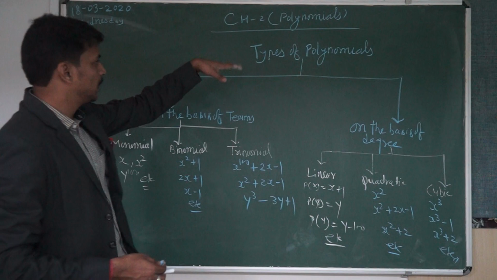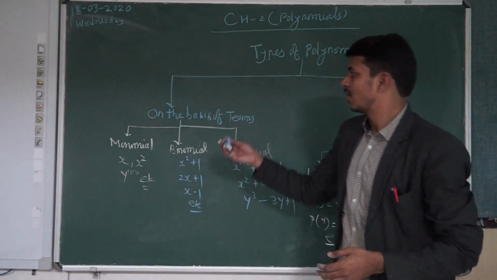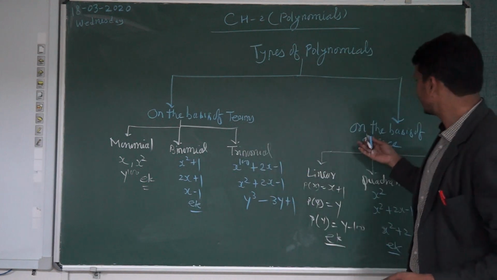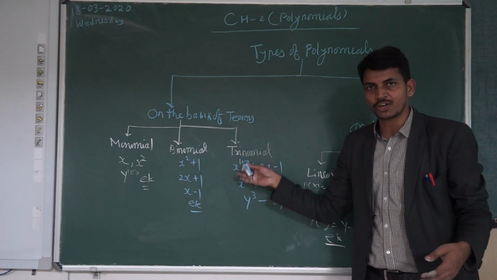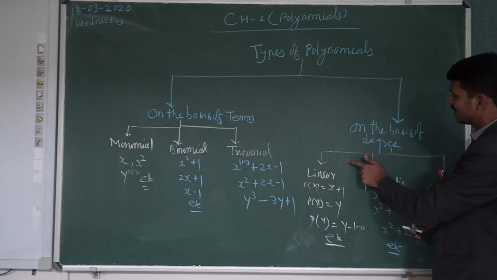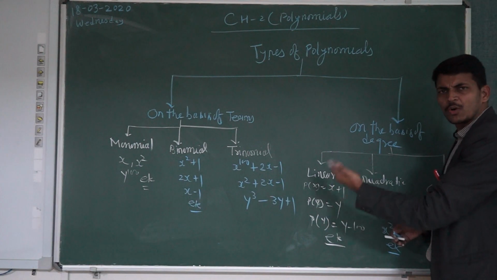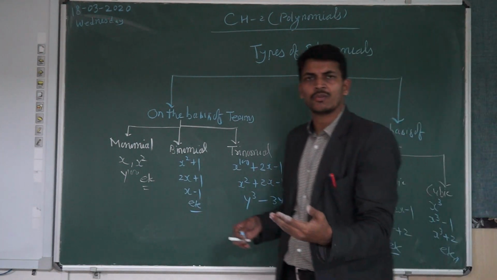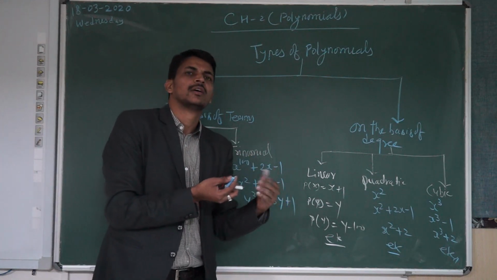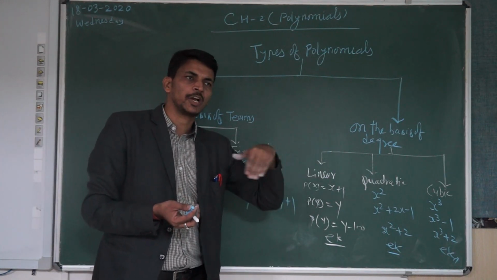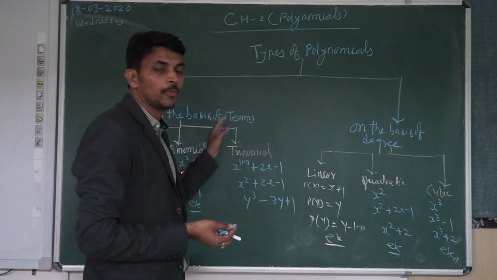So as I explained, the types of polynomial on the basis of terms and on the basis of degree. On the basis of terms: mono, bi, tri. On the basis of degree: linear, quadratic, cubic. We also call it biquadratic if the degree is 4. The rest we can call a polynomial of degree 5, polynomial of degree 6, polynomial of degree 7. So I hope you understood, everyone.